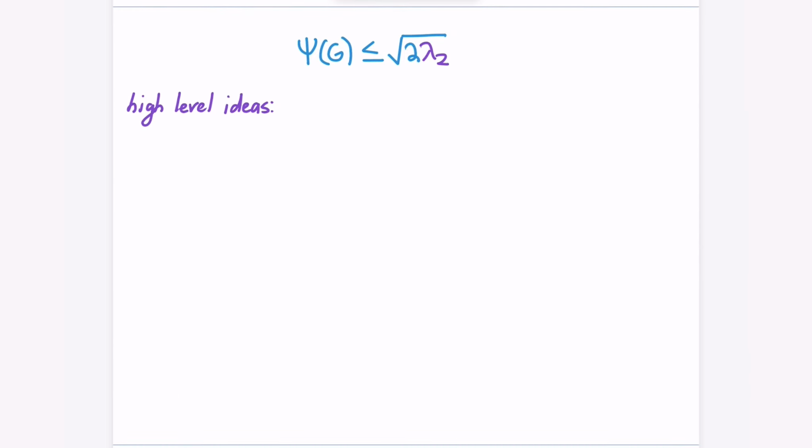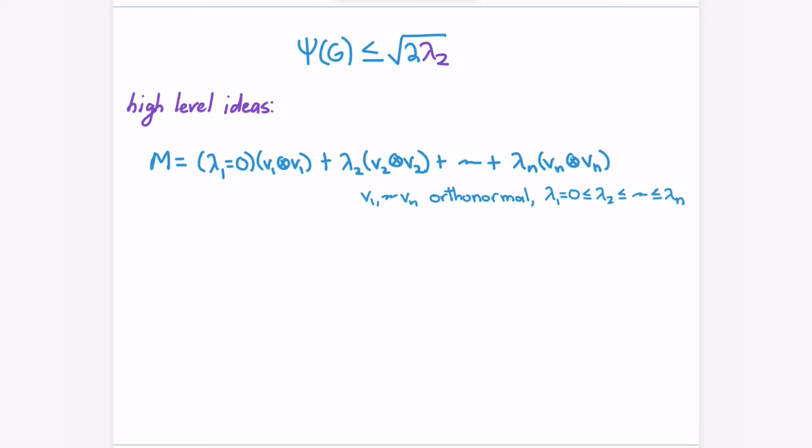Okay. So high level ideas. Apparently there aren't any. Let's see what's here. Okay. So, all right. The matrix M we know has this form. If I'm listing the eigenvalues in increasing order, lambda 1 is 0.